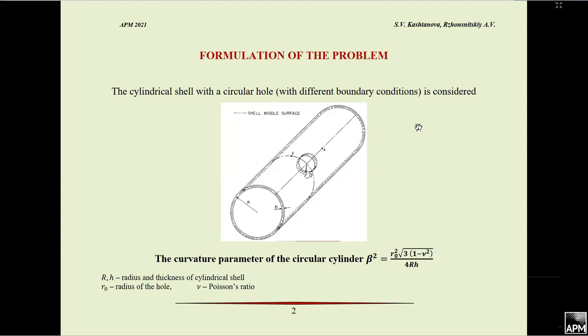So let's formulate the problem. We will consider a cylindrical shell with a circular hole of radius R0 with different boundary conditions. The main thing that differs it from a plane problem is the curvature parameter beta, the ratio between the radius of the hole and the cylindrical radius and the thickness of the shell. When beta is equal to zero, it means that it's a plane problem. Exactly, parameter beta is the main protagonist of today's story.